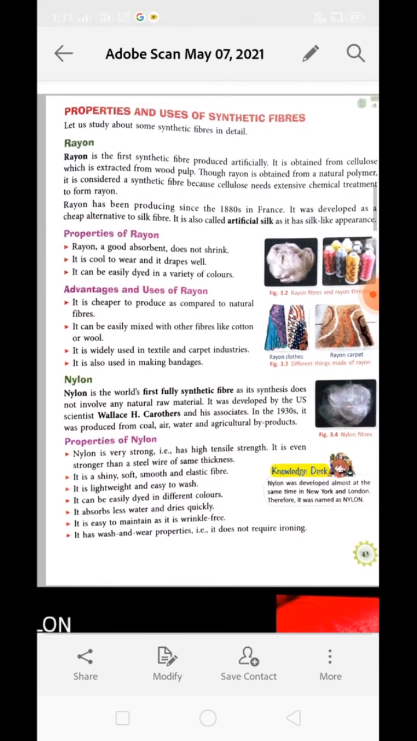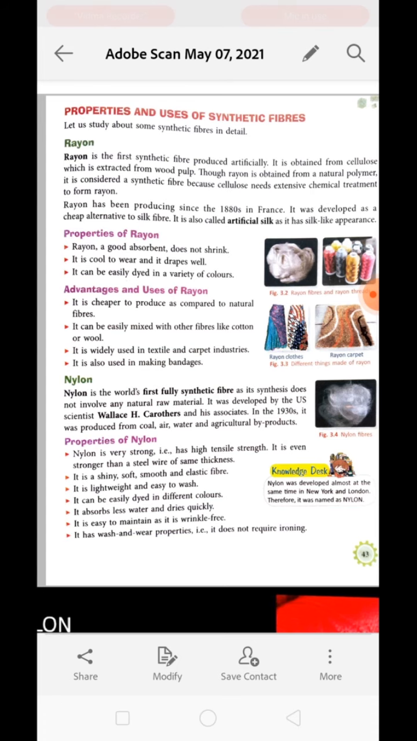Now what are the advantages and uses of rayon? It is cheaper to produce as compared to natural fiber because it is synthesized in a factory by using wood pulp. So it can be prepared in a very good quantity in a very short time, whereas in natural fiber we need to collect the silkworm, we have to rear it, then we have to wait up to the stage of cocoon, and then only we can get the silk thread. So that is why it is cheaper, because it uses less time and less labor to produce.